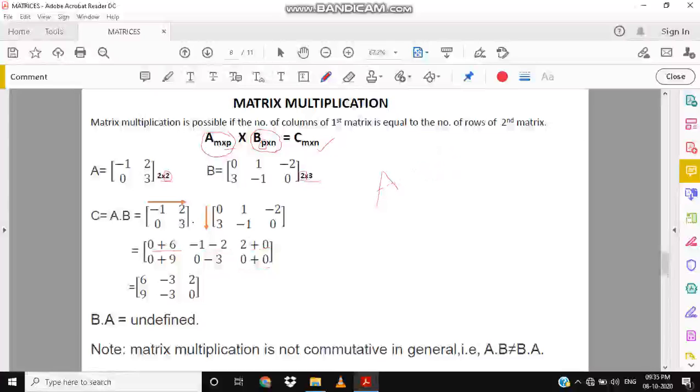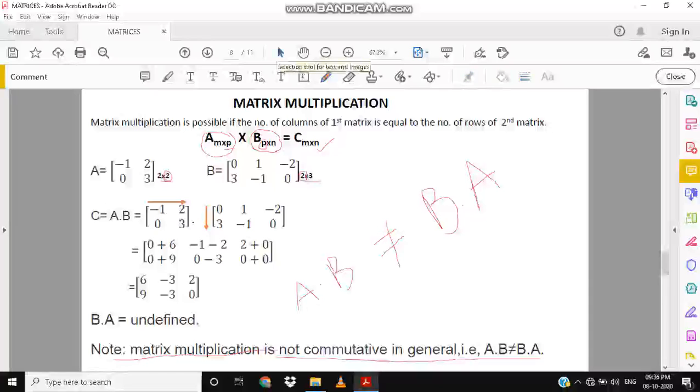Now one thing to be noted here is that A dot B will not always be equal to B dot A in general. I have given a note over here. Matrix multiplication is not commutative in general. That is, A dot B is not equal to B dot A. Why? Because the condition has to be satisfied that the number of columns of the first matrix should be equal to the number of rows of the second matrix, right?